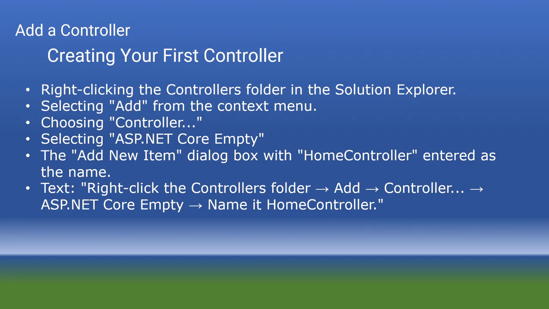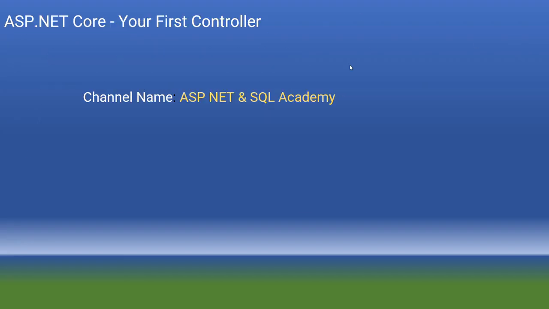A dialog box will appear. Choose the ASP.NET Core empty template. This will create a basic controller class without any predefined actions. Finally, name your controller HomeController. It is a convention to append Controller to the name of your controller class. Visual Studio will automatically create a file named HomeController.cs in the Controllers folder.